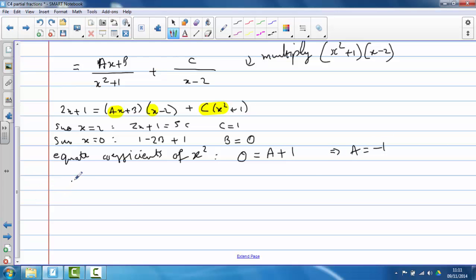And so we can write the fraction 2x plus 1 divided by x squared plus 1 times x minus 2 as simply minus x over x squared plus 1 plus 1 over x minus 2.